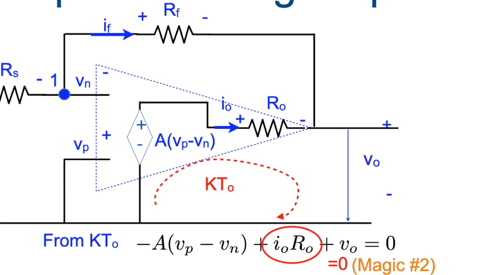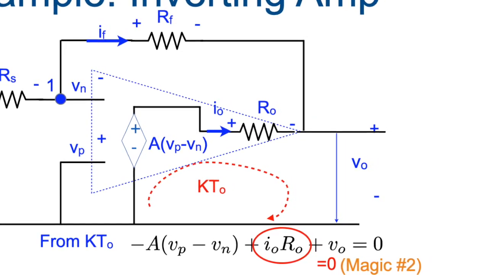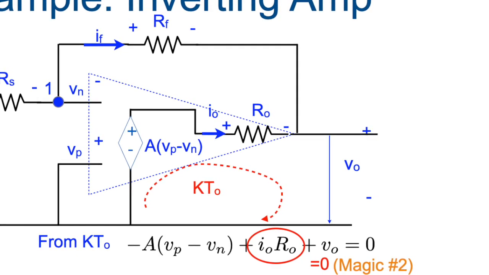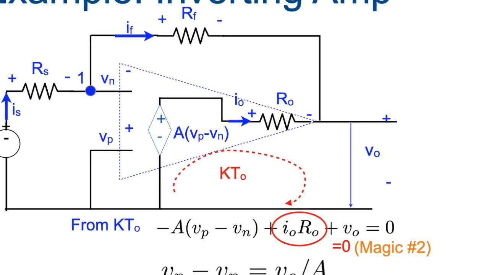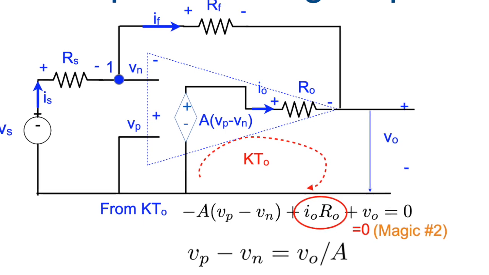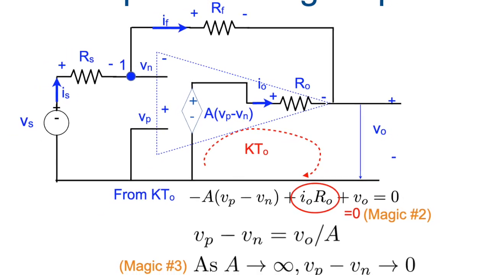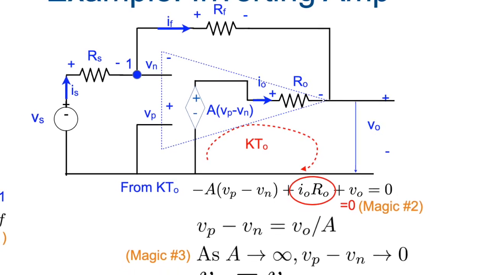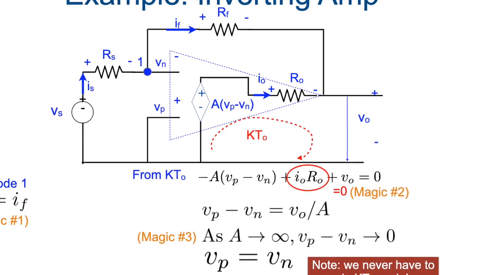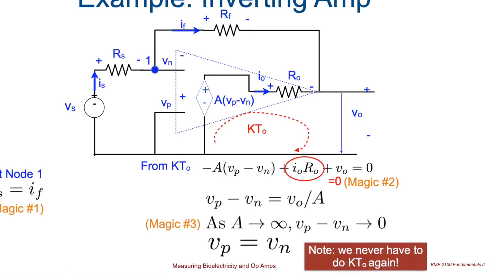Now that term I0 R0, we can use magic step number 2 to set that equal to 0, because R0 is equal to 0. So that gets rid of that term. And then what's left over is Vp minus Vn equals the output voltage divided by A. And as A gets big, which is magic number 3, we can say that Vp minus Vn is going to get close to 0. And that means that there's no voltage difference between Vp and Vn. They're the same voltage. And we will use that heavily every time we analyze a circuit with an op-amp.